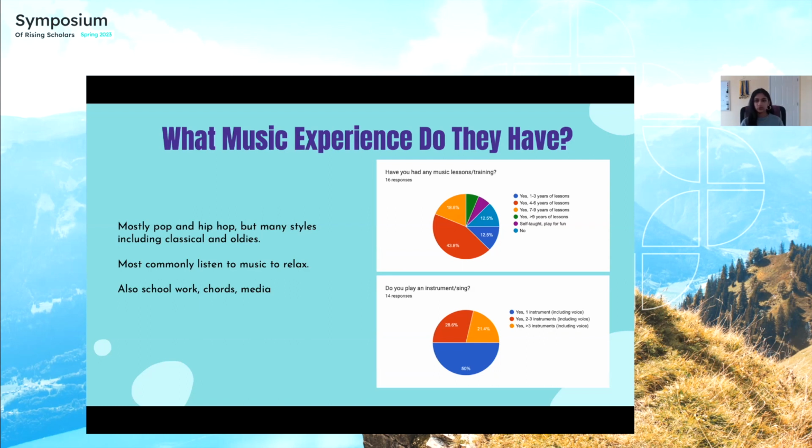These 2 pie charts that you see show, first, have you had any musical lessons or training? So how long have you been affiliated with any instrument or something? And then the second one is, do you play an instrument or do you sing? Those are 2 questions that we asked in the demographic section of the form that participants were answering.